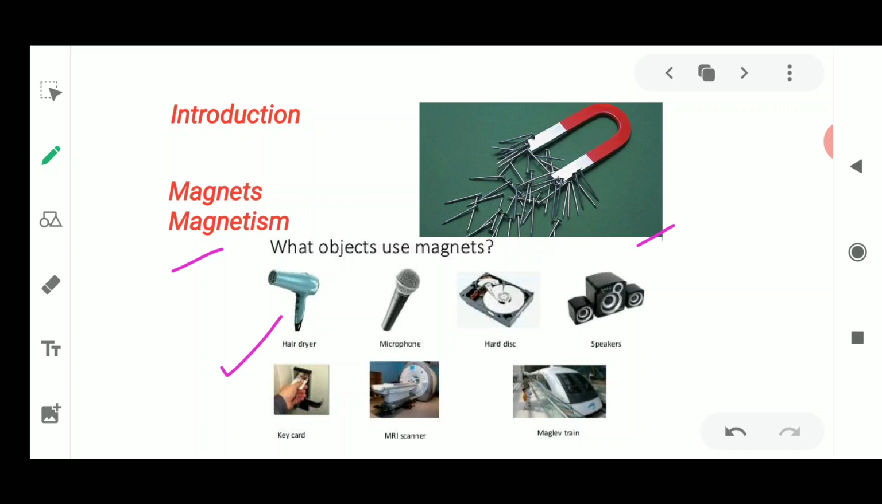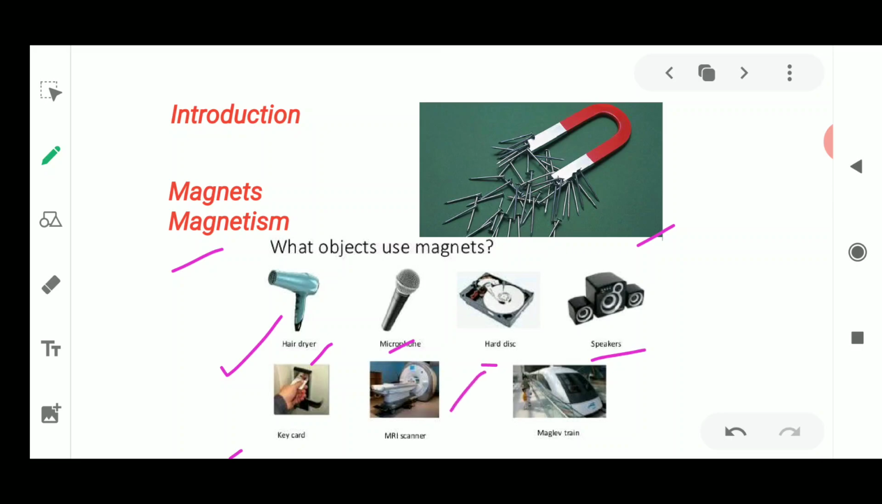Certain devices like hair dryers, microphones, that is mics, also use the electromagnetism property. Then the hard disk and speakers also use electromagnetism. Even key cards, which are used to open the doors of hotels. And even your ATM cards, the debit cards, have a magnetic strip on them, that black strip which you can see at the back side of the ATM cards. So they also involve this magnetism concept.